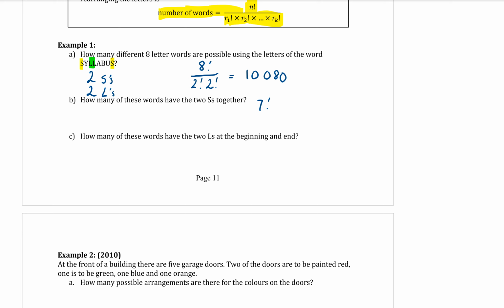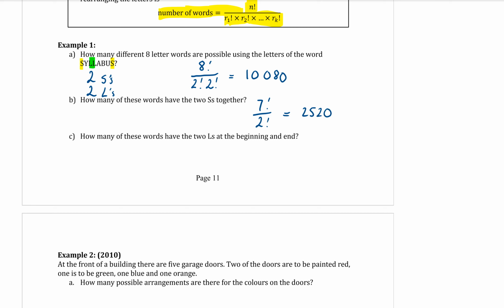Just divide by 2. So all we have to do is divide by our 2 L's, because they're still floating around separate in there. So our 2 L's divided by 2 factorial. 2,520. Correct.